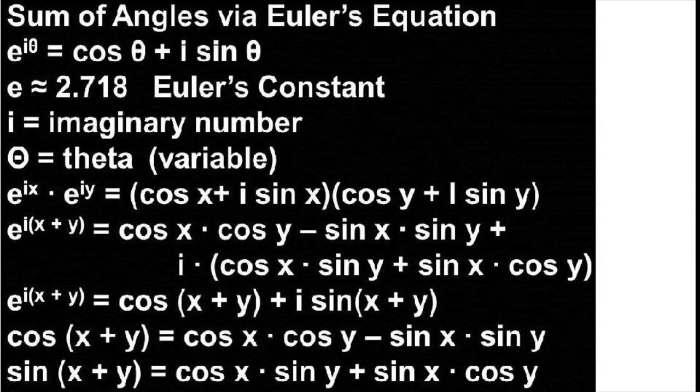That's also equal to e to the i x plus y, which means those two expressions with cosines and sines are equal. Since those two expressions are equal, and they both have real and imaginary parts, I can set the imaginary parts equal and the real parts equal.